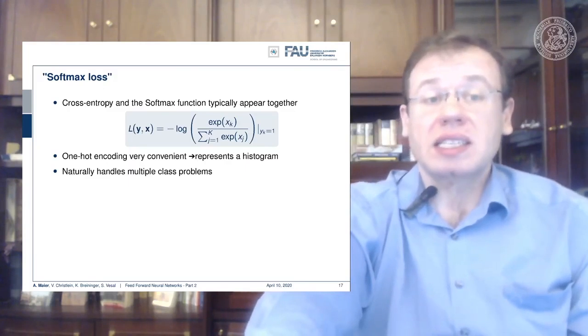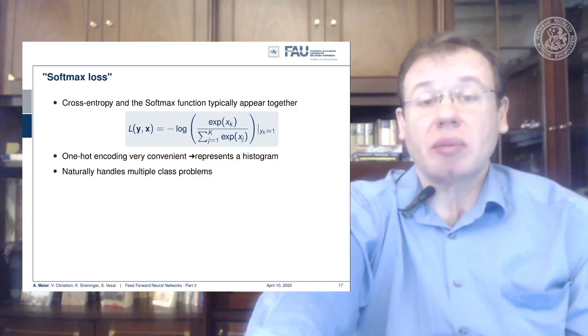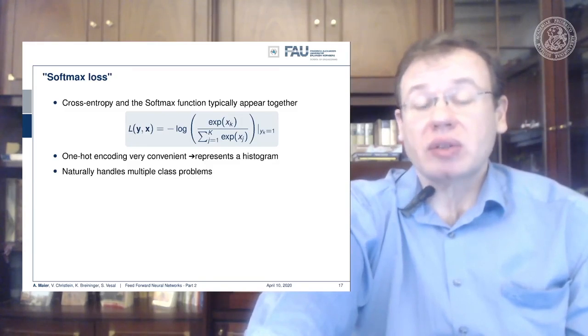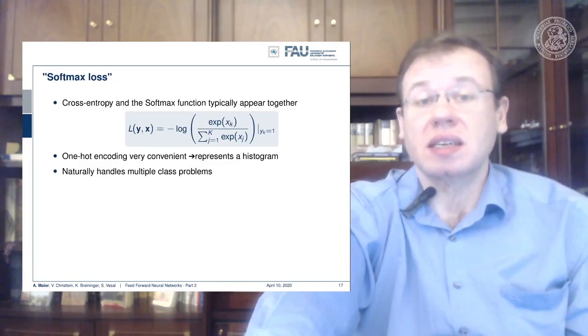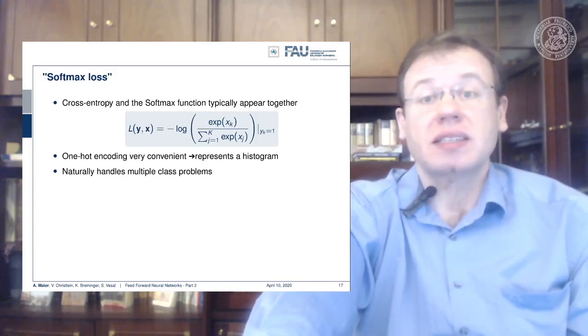And this is something that is very typically used in training of networks. So this softmax loss is very commonly used. Very useful for one-hot encoded, and also very nice, it kind of represents a histogram. So it's very much related to statistics and distributions. Also, all of the multi-class problems can be handled in this approach in a single go.